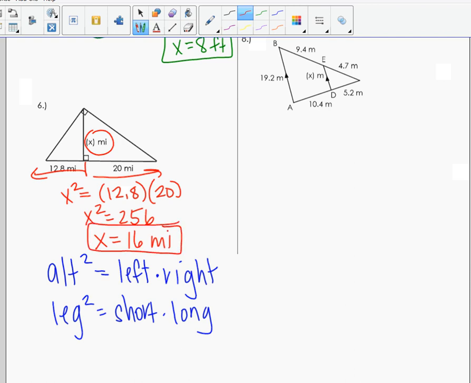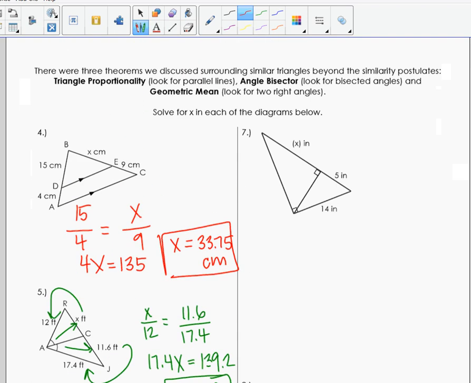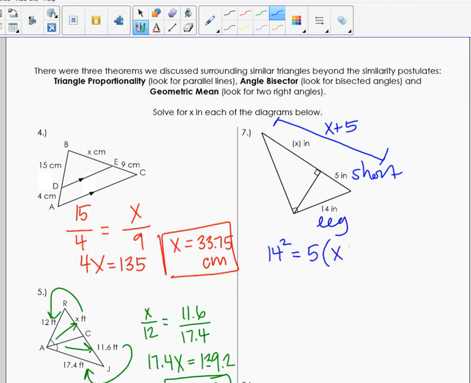Okay. So that's what it looks like for altitude squared. For number 7, if you notice, you aren't given the altitude at all here, so you can't use altitude squared. However, you are given the leg. So this is your leg, this is your short, and then you need the whole thing, so you have to add those together for x plus 5, and your setup would be 14 squared equals 5 times x plus 5 for the whole thing.